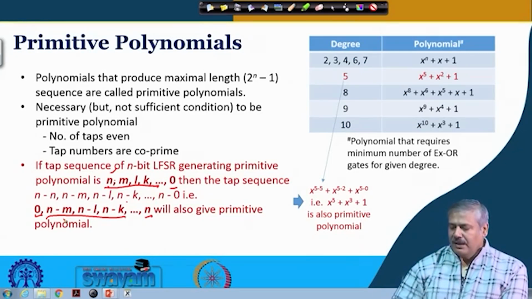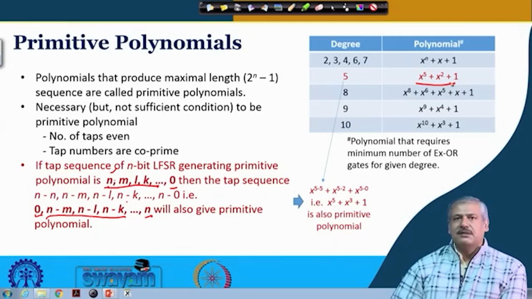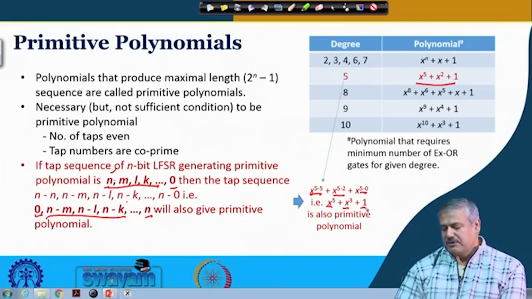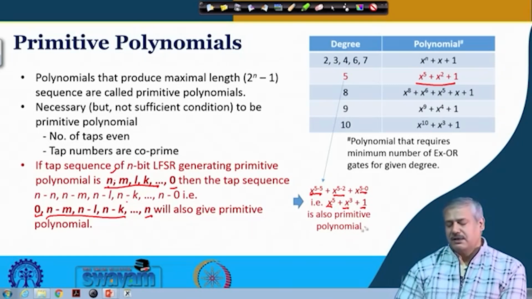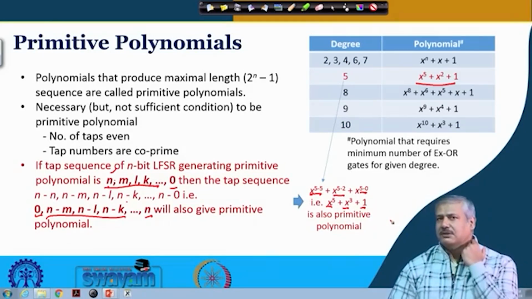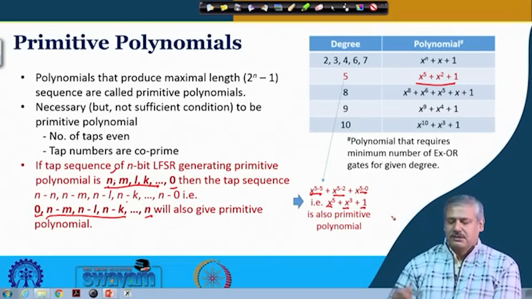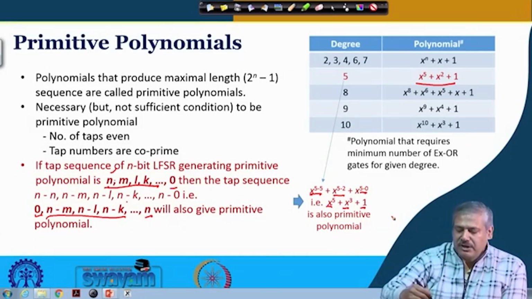For example, in this case, if x to the power 5 plus x square plus 1 is a primitive polynomial, then with n minus m we get x to the power 5 minus 5, 5 minus 2 and 5 minus 0. So, x to the power 5 plus x to the power 3 plus 1 is also a primitive polynomial. So, if you take the taps from 5 and 3, XOR them and feed it as input, that will also generate maximal length, in this case a 2 to the power 5 minus 1 long sequence, which will repeat, a pseudo random sequence.